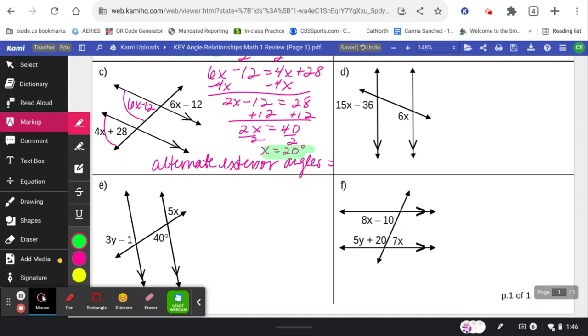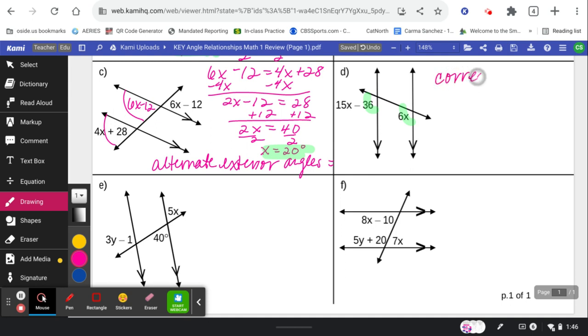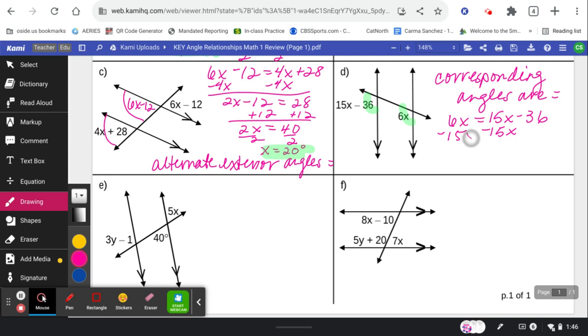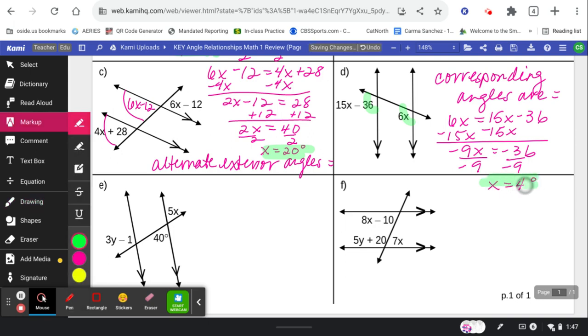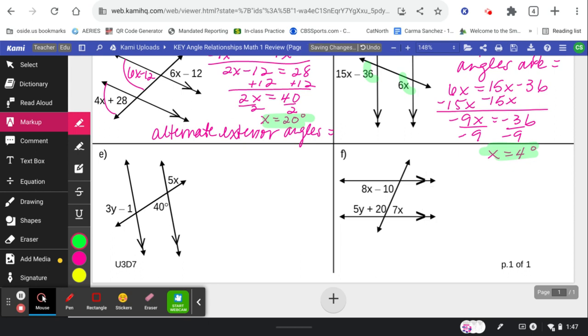Okay, this next one is corresponding angles are equal again. They're in the same place on the same side of the transversal. Corresponding angles are equal, and that means we're going to set them equal. 6x equals 15x minus 36, minusing 15x from both sides gives us negative 9x equals negative 36. And so x equals 4 degrees. Make sure you're putting those degrees on everything. Those are our units.